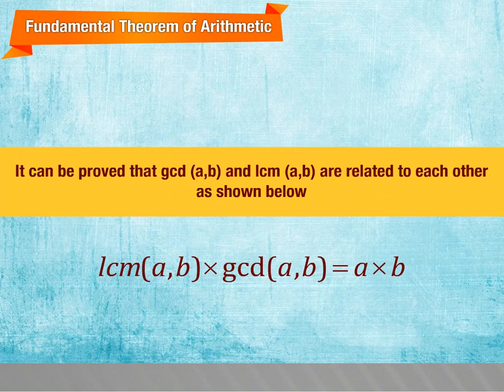It can be proved that GCD of (a, b) and LCM of (a, b) are related to each other as shown below. LCM of (a, b) into GCD of (a, b) is equal to a into b.